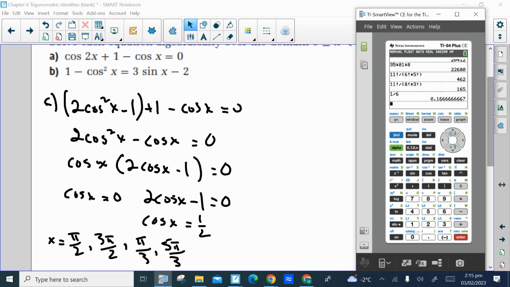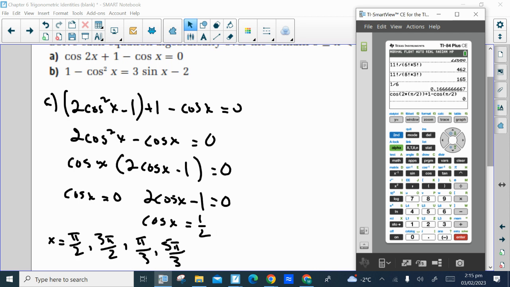So in this case here, we have to make sure that we are in radian mode because our angles are going to be in radians. And first I'm going to check pi on 2. So cosine of 2 times pi on 2, I'm going to put the pi on 2 in brackets just to make sure it's kept together as a rational number. So there's the cosine of 2 times pi on 2 plus 1 minus the cosine of pi on 2. According to the equation, that should all equal 0, and it does. So pi on 2 checks.